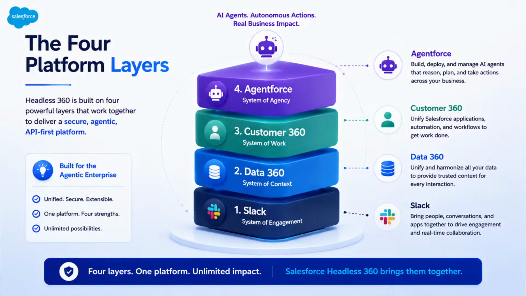I'll pause there and talk about the four platform layers. When we say there is this Headless 360, which is going to be the layer through which you will be interacting with Salesforce, there are four platform layers which Salesforce is talking about here, which Headless 360 would usually interact with on the Salesforce side of things. So what are these four layers? The first layer is Agentforce, of course. This is something which we are aware of. This is the layer which contains all these AI agents that can reason, plan, and take actions across your business.